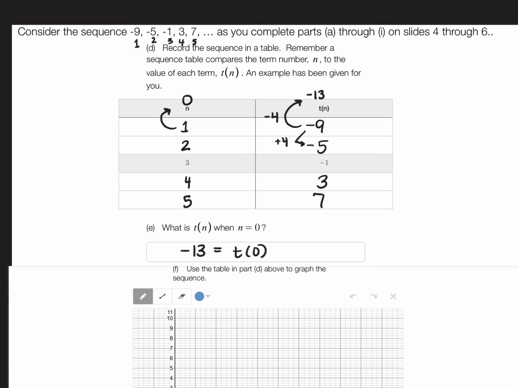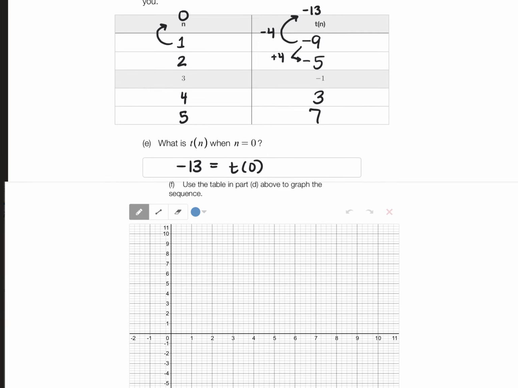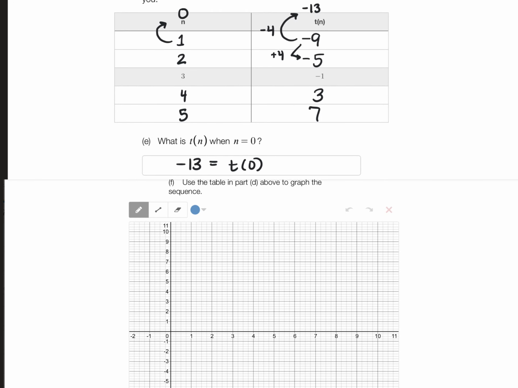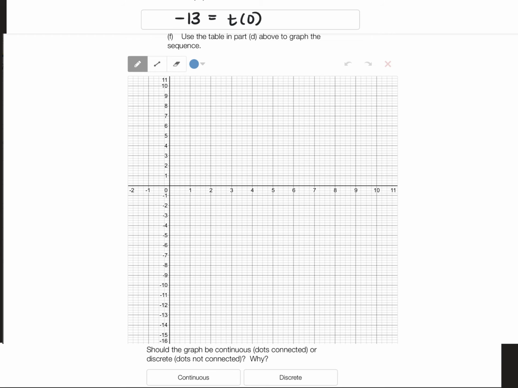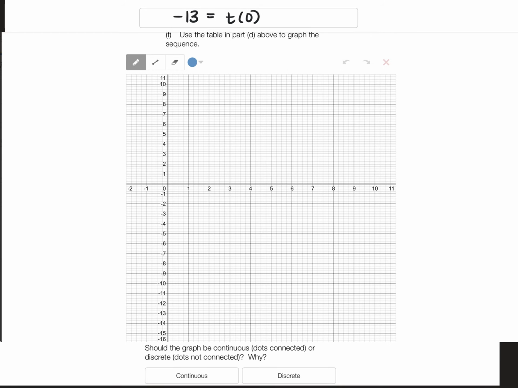And then we're just going to go ahead and plot those points. So we have the point 0, -13. I'll have to move my graph down a little bit here. And then we have the point 1, -9. And then we have the point 2, -5. And then 3, -1. And then 4, 3. And 5, 7. And this looks like it's a linear pattern, right? I mean, that's something we should recognize here.